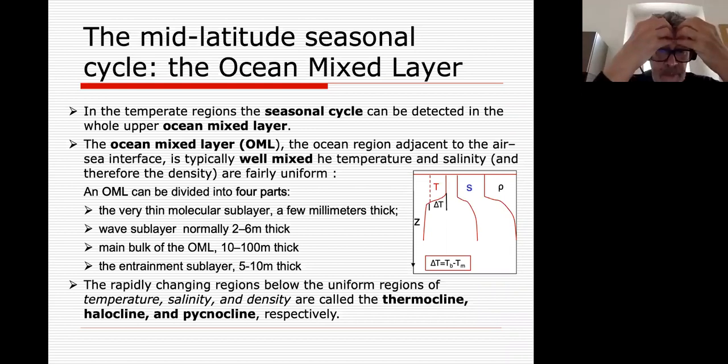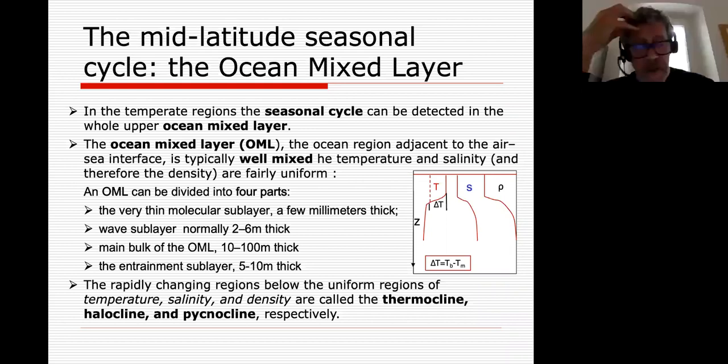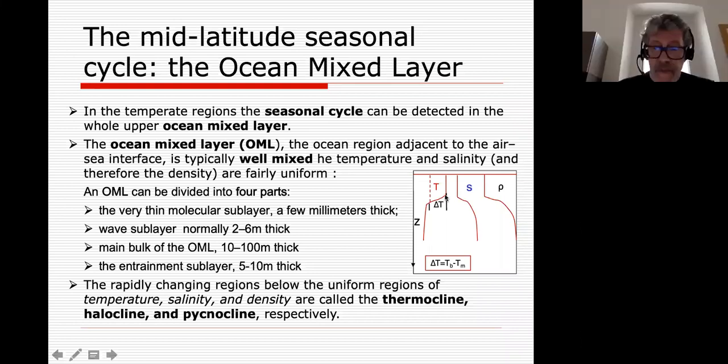Just a matter of terminology. Most probably you have already come across them during this course. Thermocline, halocline, pycnocline identify the rapid transition zone, which is 10 meters or more thick, that you can find here at the base of the ocean mixed layer.